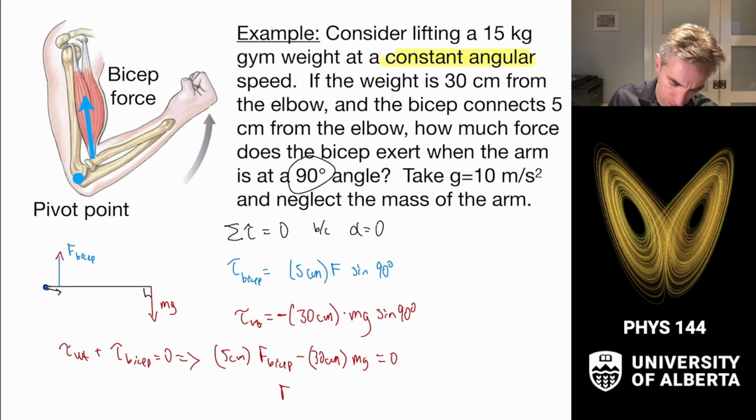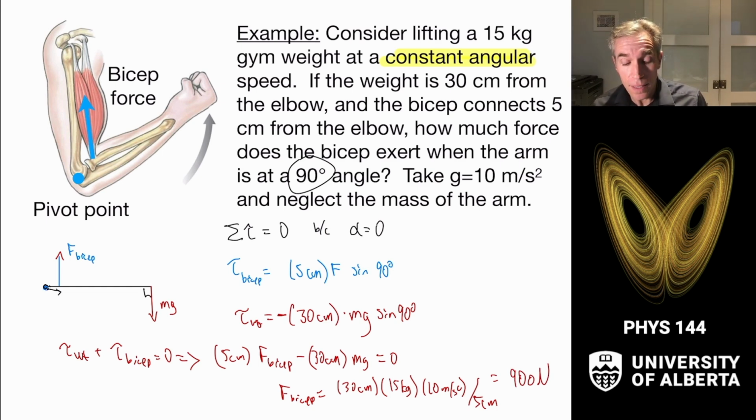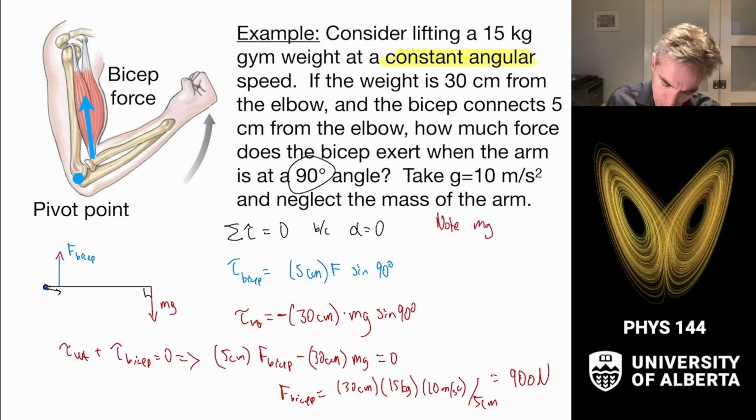And then we will solve for the force of the bicep, which is equal to 30 centimeters times the mass, which is 15 kilograms, times 10 meters per second squared, all divided by 5 centimeters. And so that's going to give us an answer of 900 newtons. Now, if you look at this, you note that mg for this weight is 150 newtons.